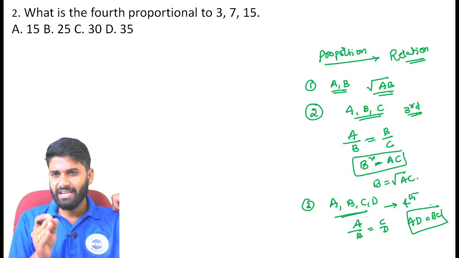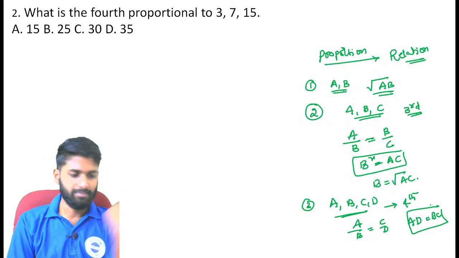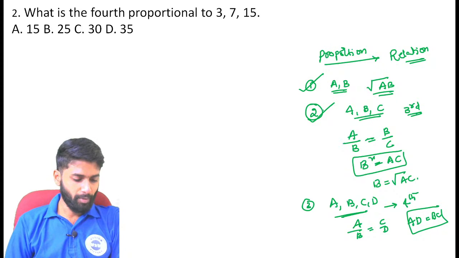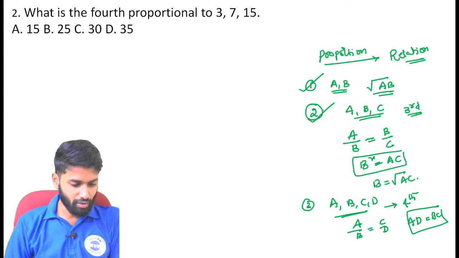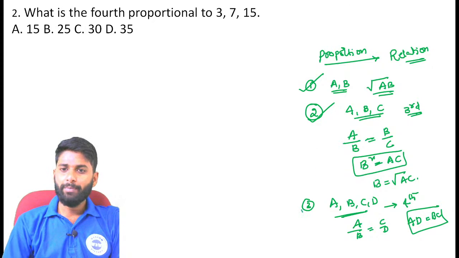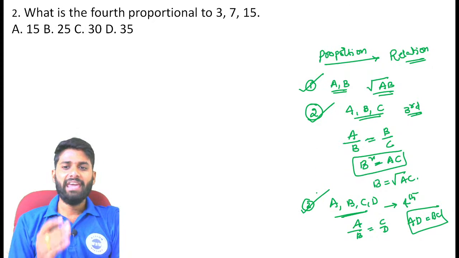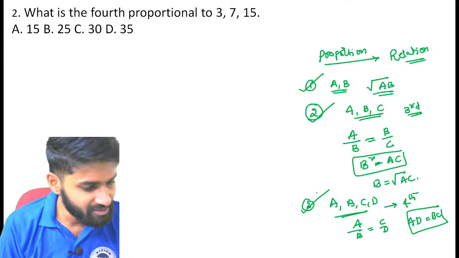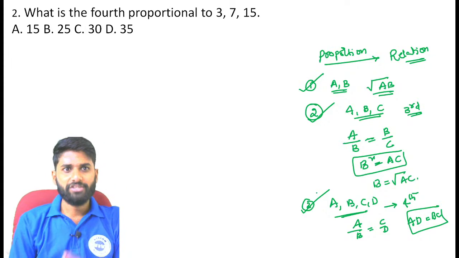So these are the three different relationships between numbers. If two numbers are given, the proportion is root over AB. If three numbers are given, the proportion is A by B exactly equal to B by C. If four numbers are given, A by B exactly equal to C by D, which means the product of extremes is exactly equal to the product of mean terms. So that is the question.